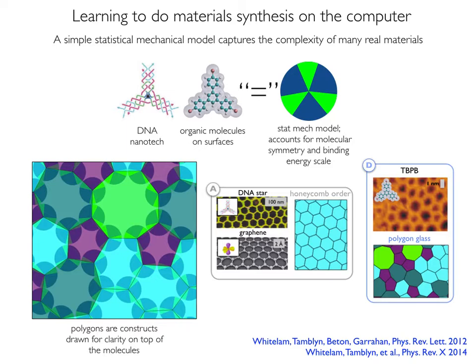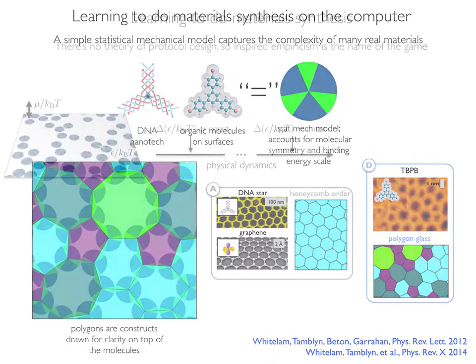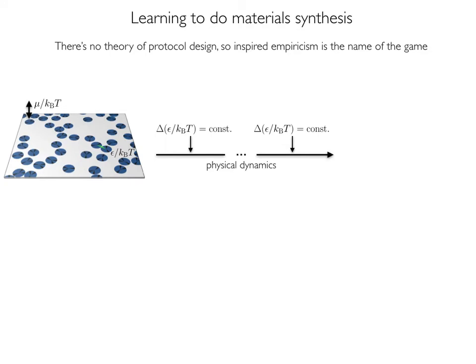It turns out that you can capture some of the complexity of different types of material, DNA nanotechnology, organic molecules on surfaces, using highly simplified statistical mechanical models that account only for coarse features of the molecules, such as their symmetries and binding energy scales. And these simple models can reproduce many of the structures and phenomena seen in and out of equilibrium in a wide variety of molecular systems. So we can use this system as a test for learning protocols using the following environment.